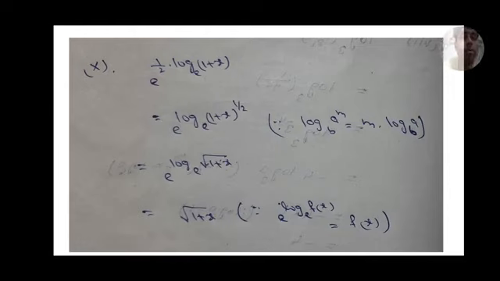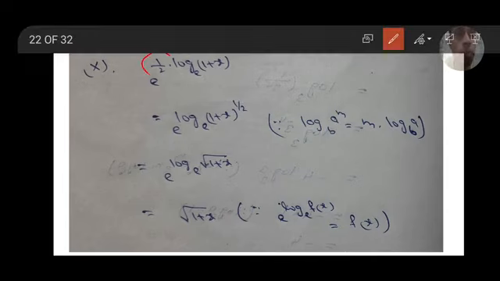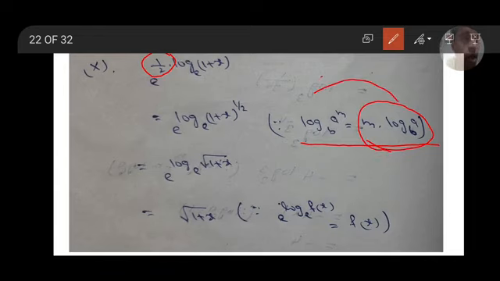e to the power of 1 by 2 into log 1 plus x to the base e. So here the coefficient 1 by 2 can become a power by using the property log a to the power of m to the base b equal to m into log a to the base b. Now I am using this formula in reverse: m into log a to the base b equal to log a to the power of m to the base b. So this 1 by 2 comes as a power.